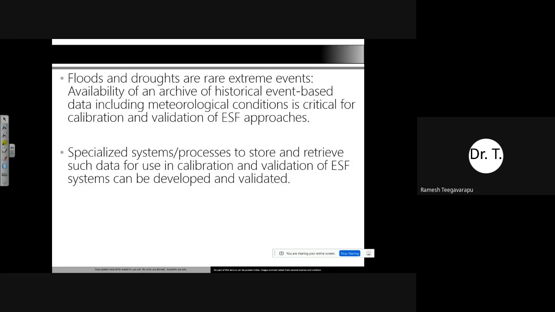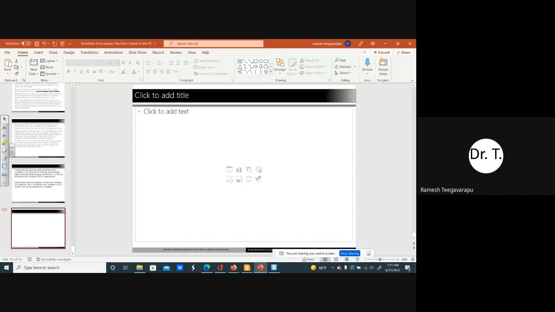Floods and droughts are rare events. We know that. Availability of an archive of historical event-based data, including meteorological conditions, is critical, because if you are calibrating and validating ESF approaches, you want to have that historical data which has resulted in a specific flood or drought. We need more databases so that we can keep this long-term historical data, so that we can develop better ensemble streamflow forecasting methods. So that is the whole idea about ensemble streamflow forecasting.